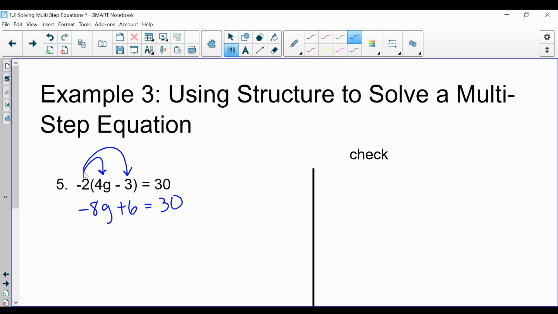We simplified that expression. So now I need to isolate G. So I can see I have a positive 6. I'm going to do addition, subtraction first. So inverse operation of addition is subtraction. So negative 8G is equal to, so this is just a 30 minus 6 is 24. And it's positive. The signs are opposite, so I subtract. It's positive because the 30 is bigger.